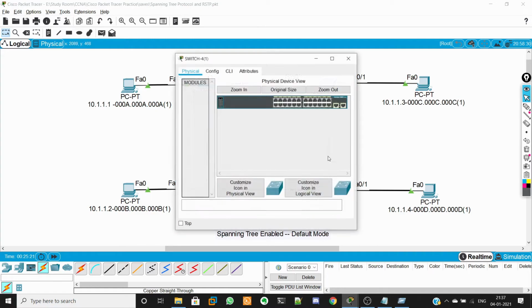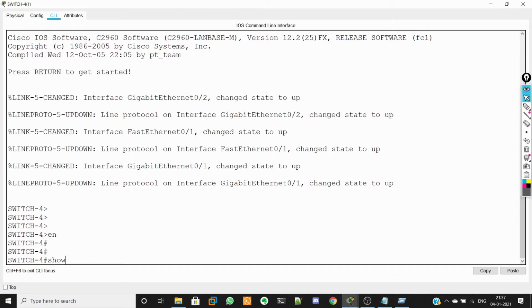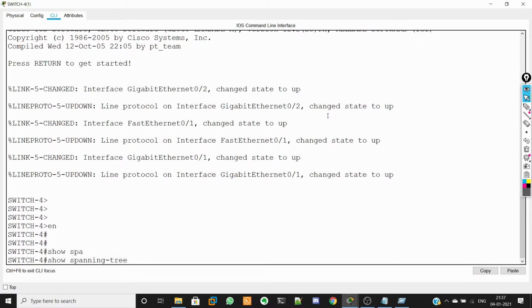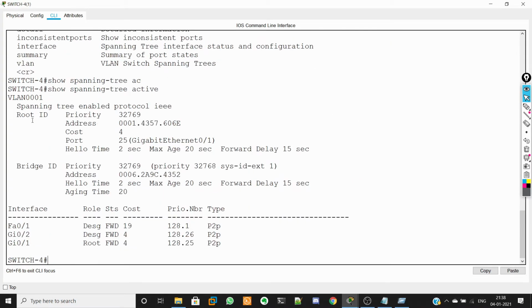I'll show the same in switch 4. So in this, the root ID is different and its own bridge ID is different. So since the root has the lowest MAC ID compared with its own MAC address, it chose this particular switch as the root. In this case, both the priority values are the same, so it uses the MAC address as a tiebreaker.